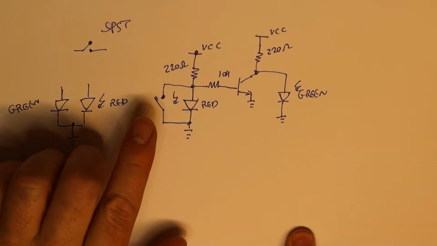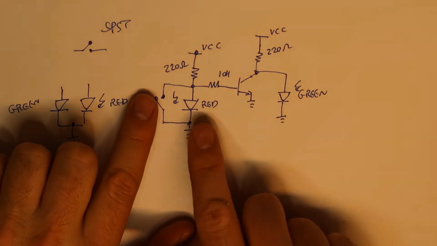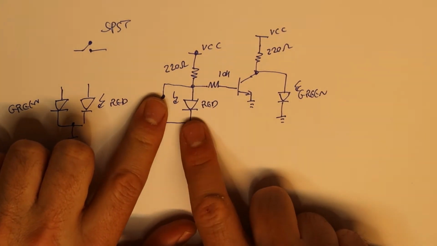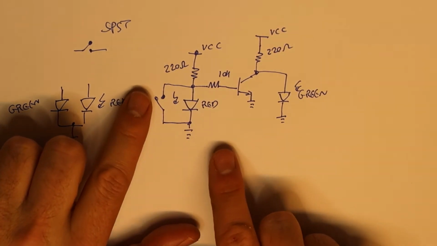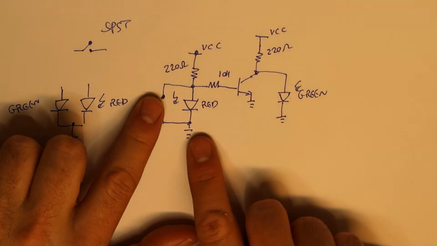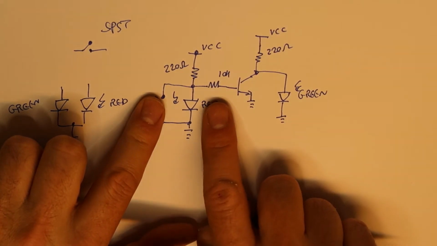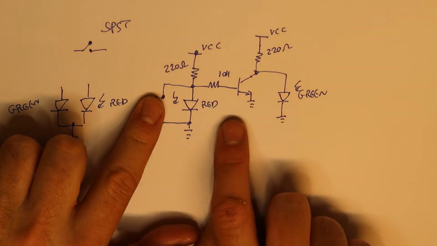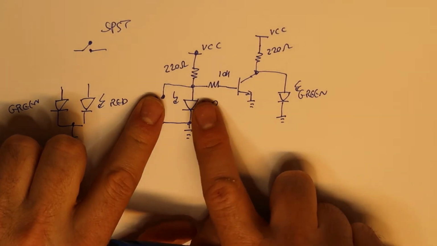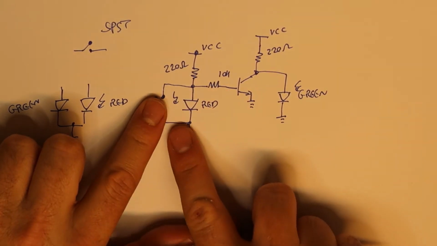Now when I press this button, I'm shorting this LED, so it will be off, okay? And if it is off, I am also applying to the base of the transistor, it is like it is connecting to the ground, okay?